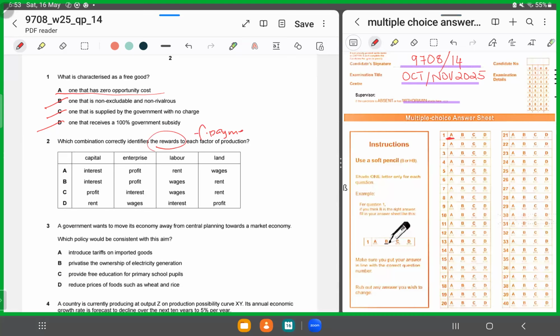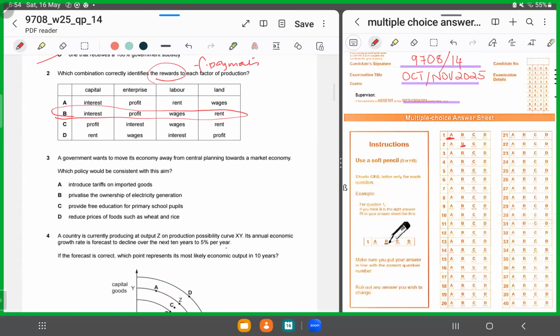We all know for land it has to be rent, for labor it has to be wages, for enterprise it has to be profit, and for capital, interest. So looking at that, it has to be option B. So we'll shade in B as the correct answer.